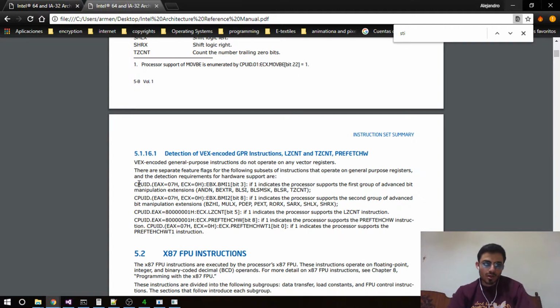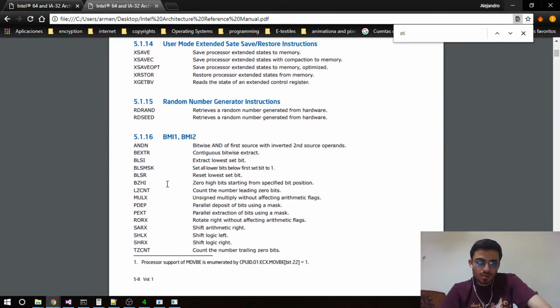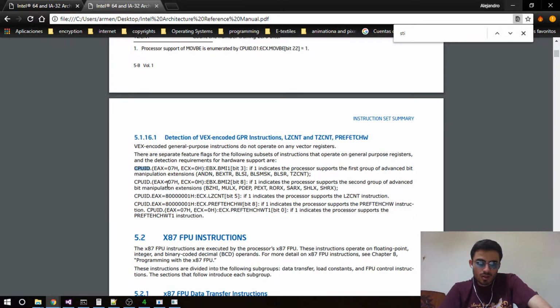Okay, so yeah, this is the instruction where we had to call CPUID with EAX and ECX and EBX, and BMI. I don't remember what BMI was. Oh yeah, BMI was these instructions. B3, and there's an offset. Okay, B3, and then bit 8.